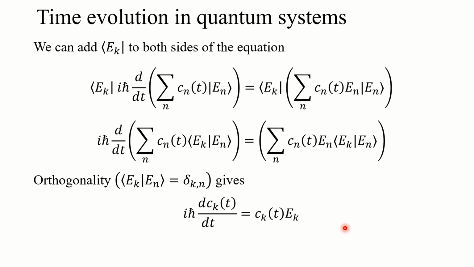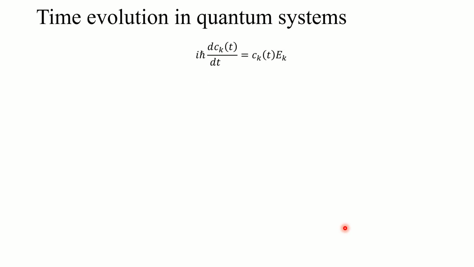This is a differential equation we can solve. If we solve for those coefficients with respect to time and plug them back into our state vector, expanded in that energy basis, we have all the time dependence of our state vector. So now, how do we solve this differential equation? Well, the simplest way, I think, is separation of variables.